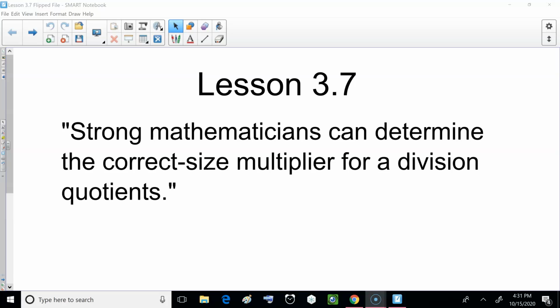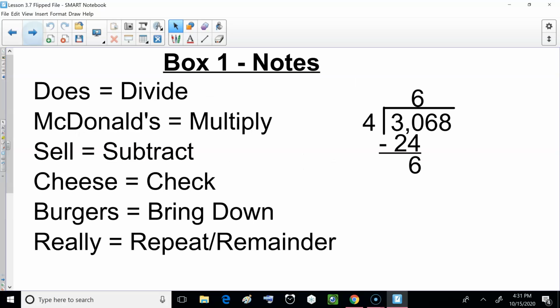Class, lesson 3-7. Strong mathematicians can determine the correct size multiplier for a division quotient. There we go with our quotients vocabulary again. So make sure you take out your notebook, your pencil, write down today's date, the name of the lesson, and let's get started.